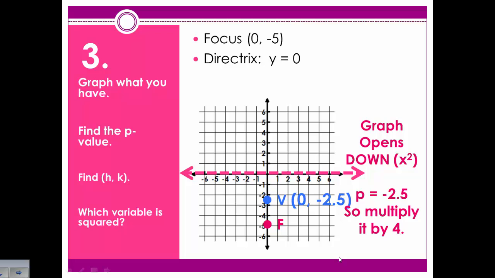Since it opens down, we know that p is negative and that it's an x squared. Now substitute in what you know to write your equation. To get the bottom number of that fraction, you multiply -2.5 times 4.